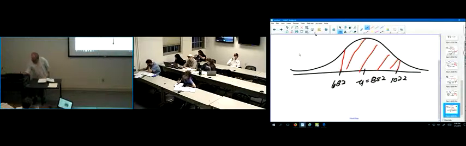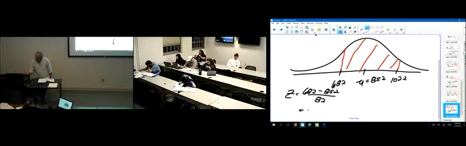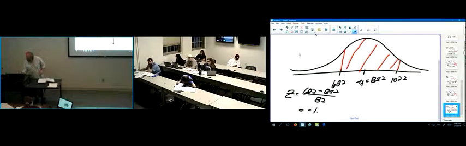Let's do 682. I'm going to take 682 minus 852, your mean. I'm going to divide by your standard deviation. I'm going to get a negative something here. I'm hoping it's a negative 1 point something. Negative 2.07. That's even better. Negative, right? Because we're to the left. Okay. Nice thing is it still fits the table.